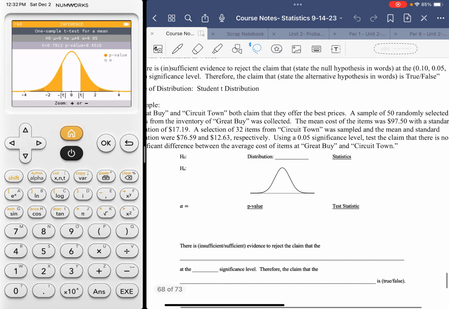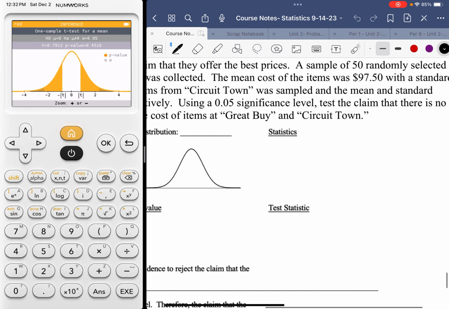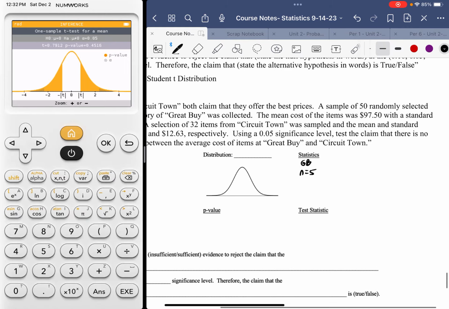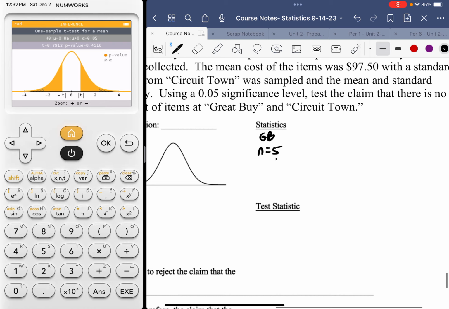A sample of 50 randomly selected items from the inventory of Great Buy was collected. So make a little category here, Great Buy 50. The mean cost of the items was $97.50 with a standard deviation of $17.19.